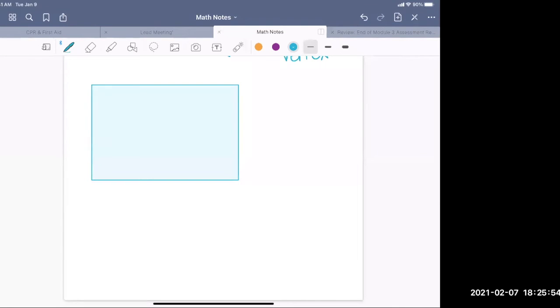I see 1, 2, 3, 4 points where some line segments meet. And in between those points, I see 4 line segments. 1, 2, 3, 4. And then I also see 4 angles. 1 here, 1 here, 1 here, and 1 here.